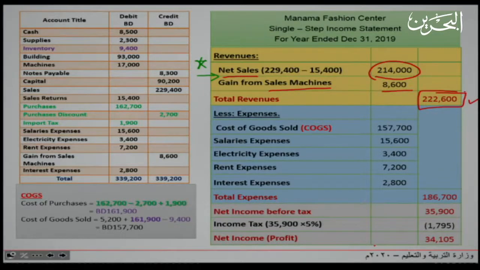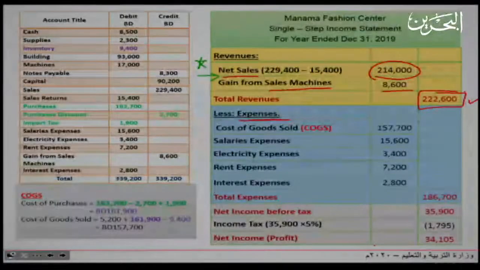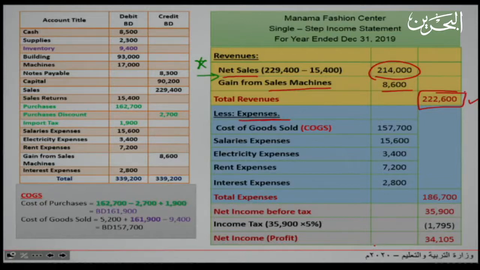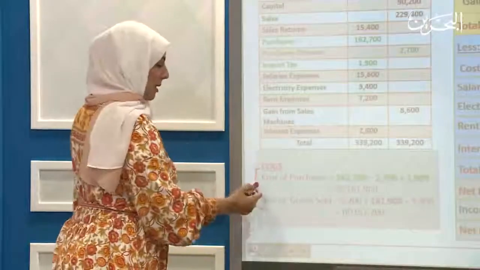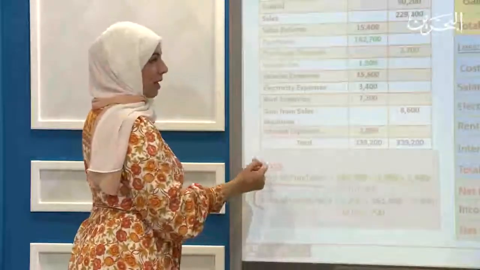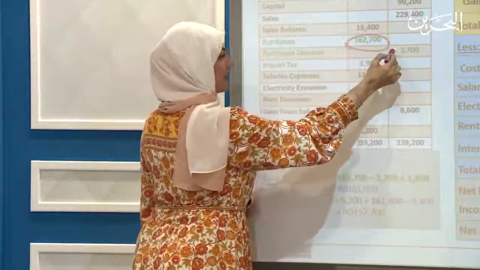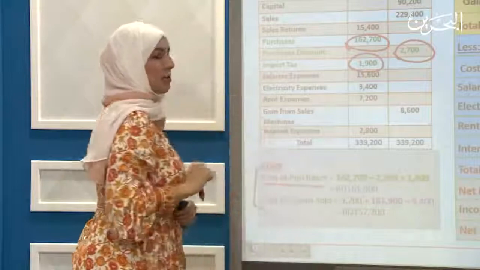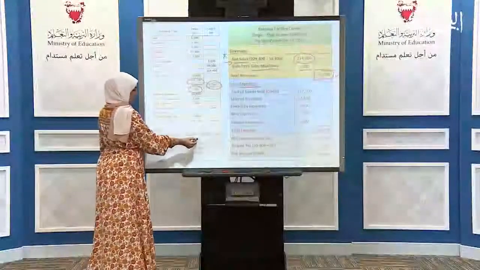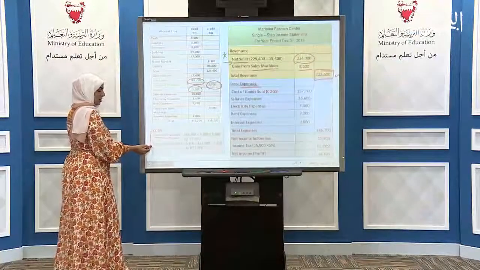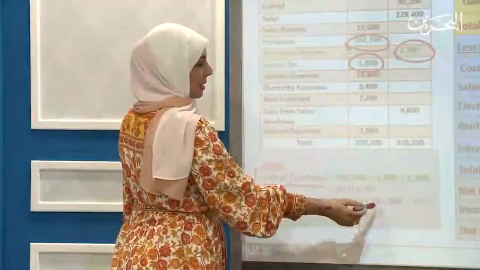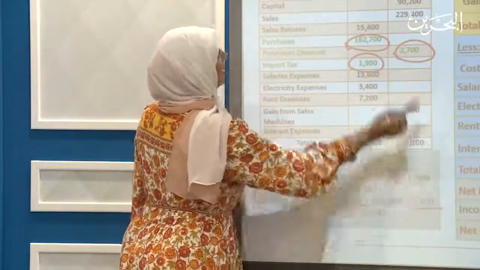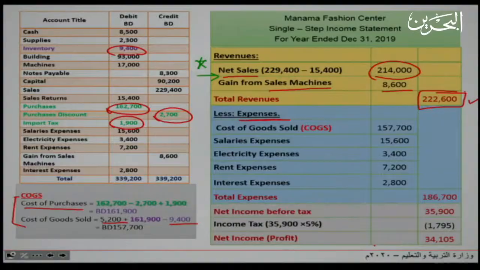Moving to the second part, it is the expense part. In the expense part, I should start with the cost of goods sold, and I know how I can find the cost of goods sold from the previous slide. But let us take a quick look at how I can get it. Firstly, I should find the cost of purchase, by using the purchase, subtracting from it the purchase discount and adding the expense on purchase. Then, moving to the cost of goods sold, I use the beginning inventory, add to it the cost of purchase, and subtract from it the ending inventory that I have in the question. So I will get the cost of goods sold.